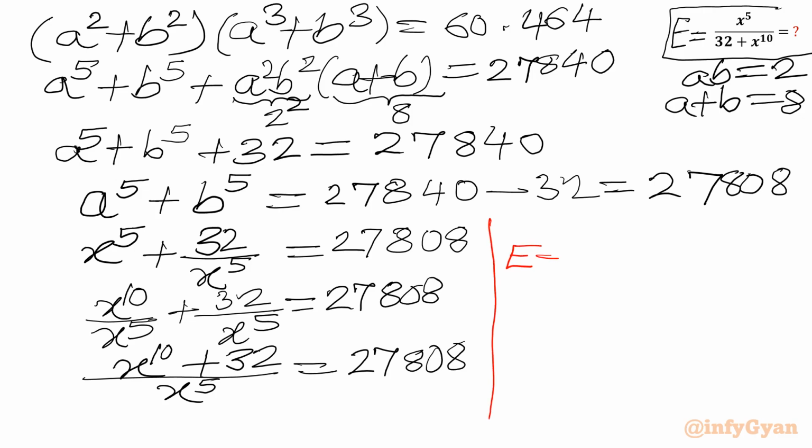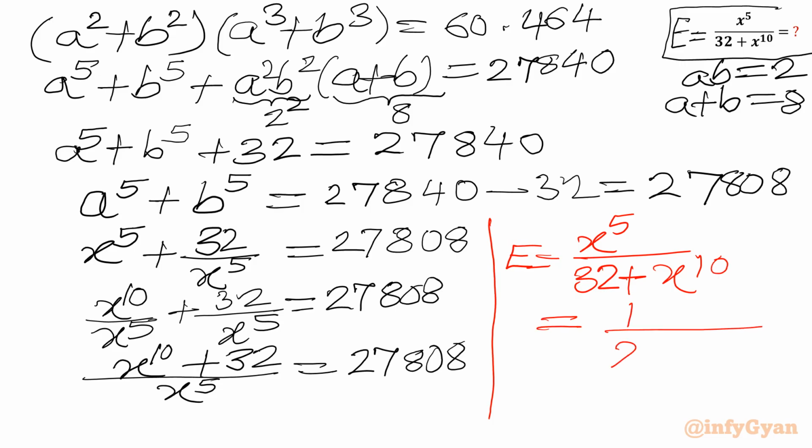We will get our answer: E equal to x power 5 over 32 plus x power 10. This value will become 1 over 27,808. This is our final answer.